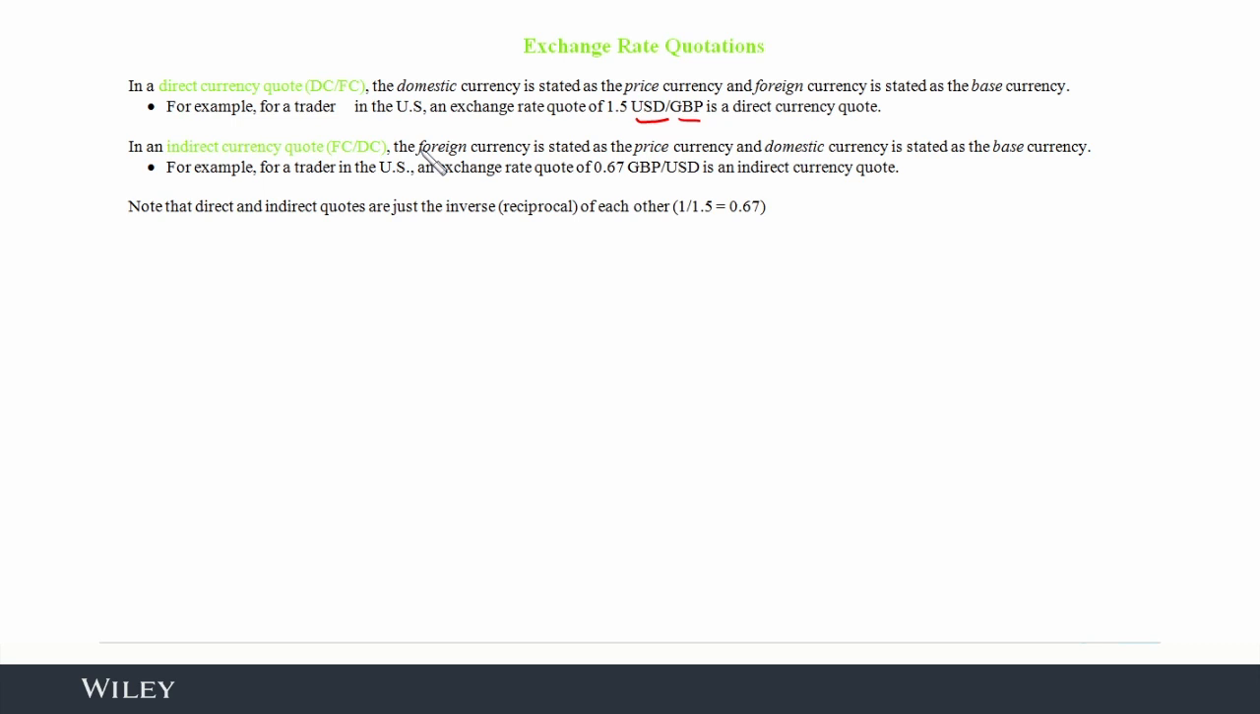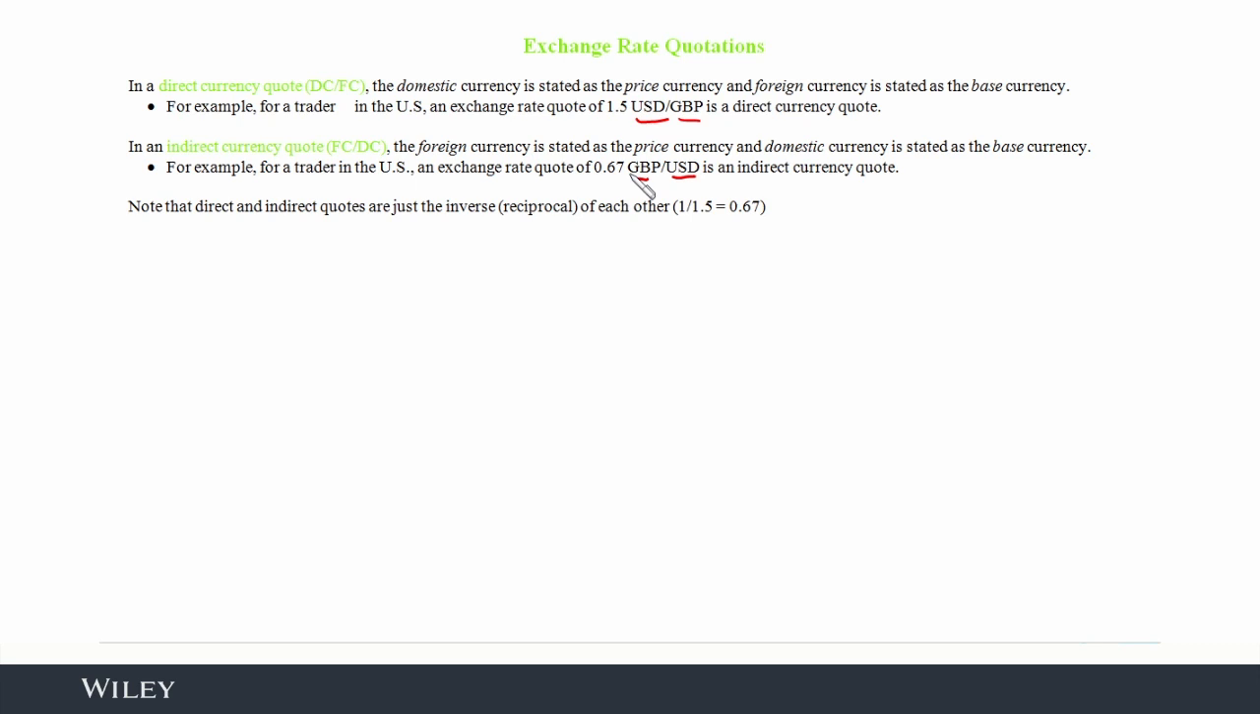So for example, for the same trader in the US, an exchange rate quote of 0.67 pounds per dollar is an indirect currency quote because the foreign currency is in the numerator, it is the price currency, while the domestic currency, the dollar, is in the denominator and expressed as the base currency in the exchange rate quote. Note that direct and indirect quotes are just the inverse or reciprocal of each other, so 1 divided by 1.5 gives you 0.67.